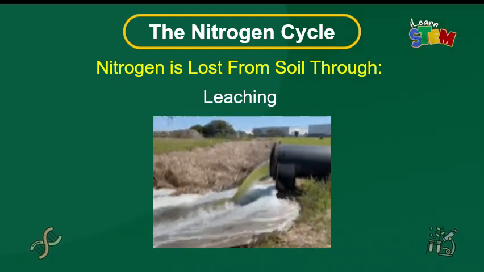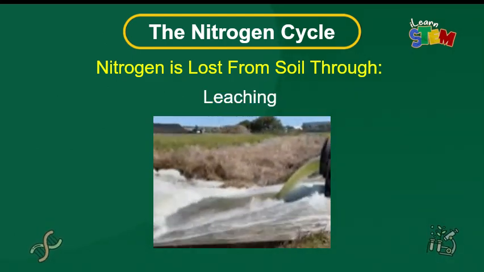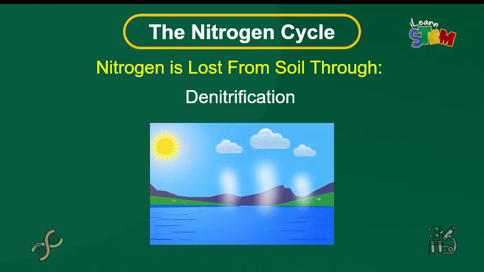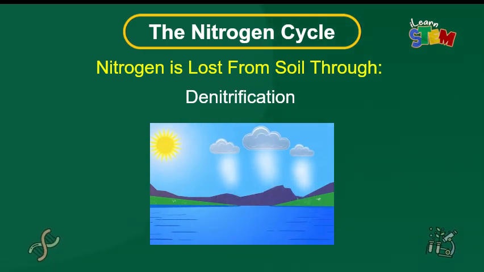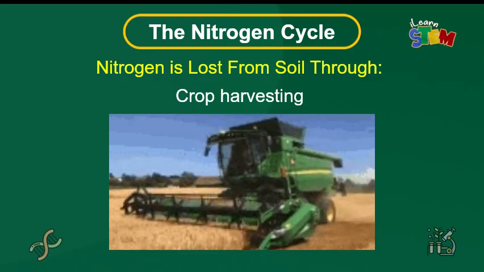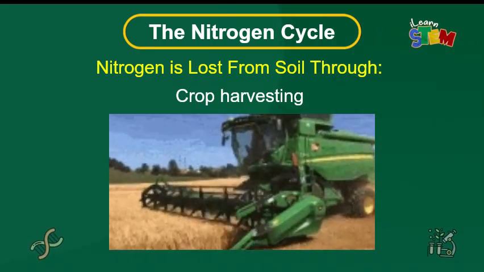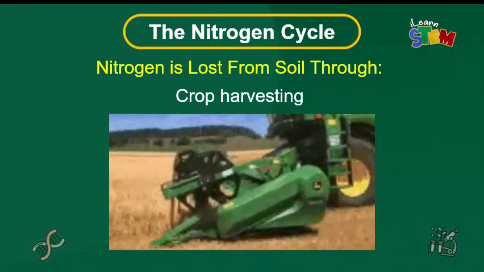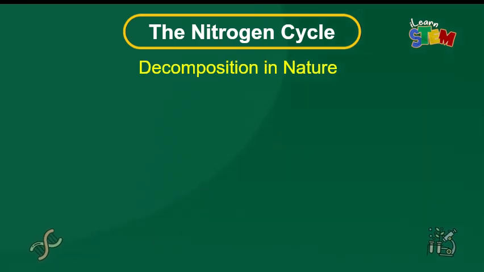Leaching, this is nitrogen being washed away by water. 2. Denitrification, bacteria return nitrogen to the atmosphere. 3. Crop harvesting, this is the process by which plants remove nitrogen from the soil. Let's look at decomposition in nature.